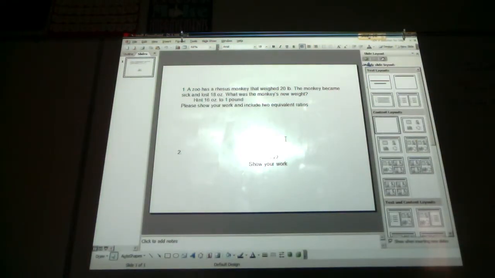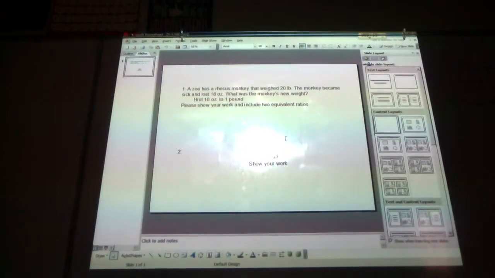Okay, so problem number one, I'm just going to call it monkey. Okay? The monkey at this zoo weighed 20 pounds. The monkey became sick and lost 18 ounces. What was the monkey's new weight?